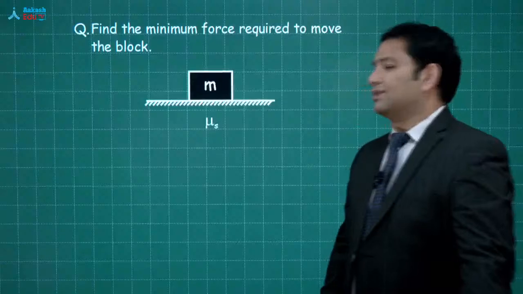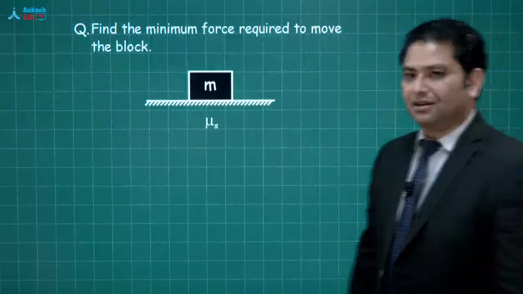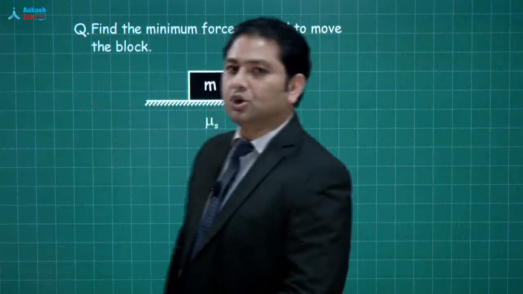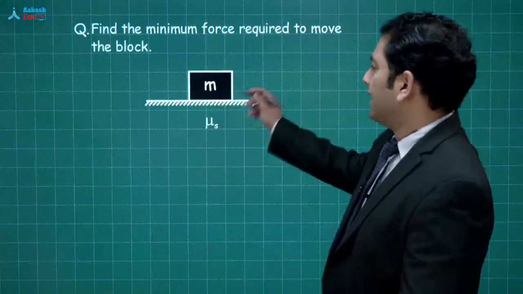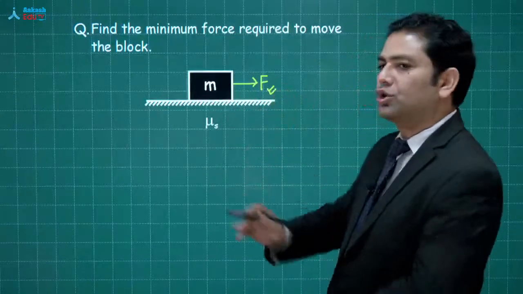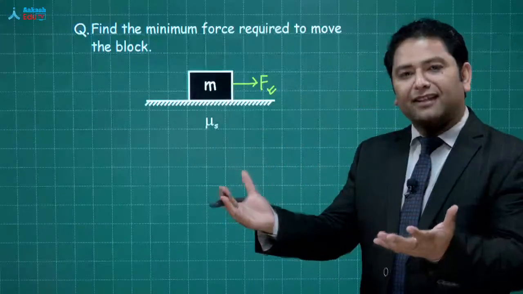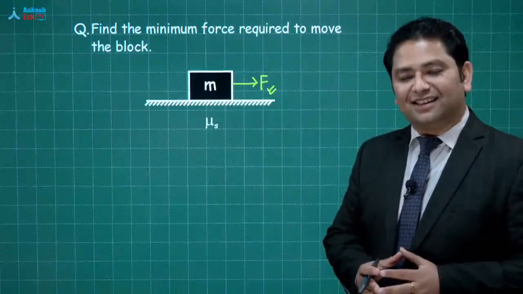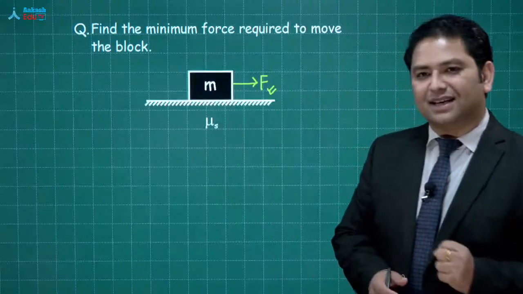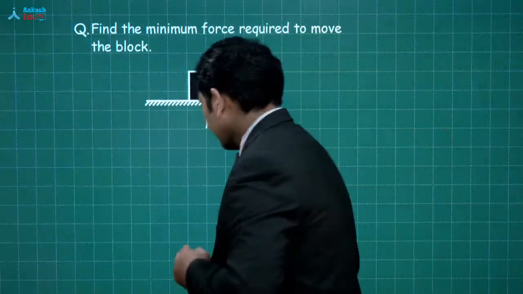Alright, so now let's go to the next one. Find the minimum force required to move the block. Now let's see. Minimum force required to move the block. Don't do this mistake that पहले आप F assume यहाँ करें. Don't do that mistake. The question did not say that the force is acting horizontally. Please don't do that mistake. So what will we do? We will do in this way.